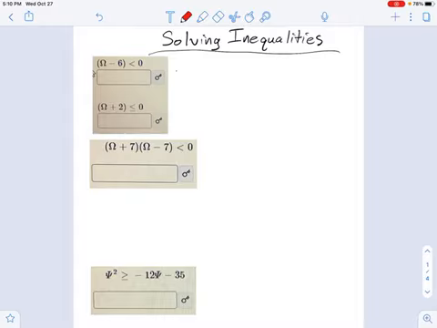Before we get into solving rational inequalities, it's helpful to talk about polynomial inequalities. In other words, simple things like this one: x plus 7 times x minus 7 is less than 0. And I just want to remind you how inequalities work in general.